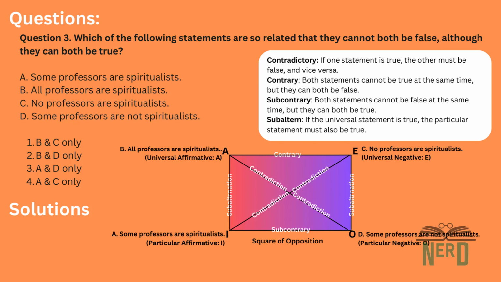A and D only. A, some professors are spiritualists, and D, some professors are not spiritualists, are subcontraries. They cannot both be false at the same time, but they can both be true. If one is true, it does not force the other to be false. A and C only. A, some professors are spiritualists, and C, no professors are spiritualists, are not related in a subcontrary relationship. Correct answer. The correct answer is A and D only. This option correctly identifies the statements that cannot both be false, although they can both be true, adhering to the subcontrary relationship in the classical square of opposition.